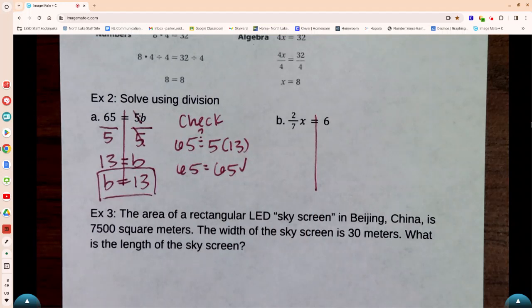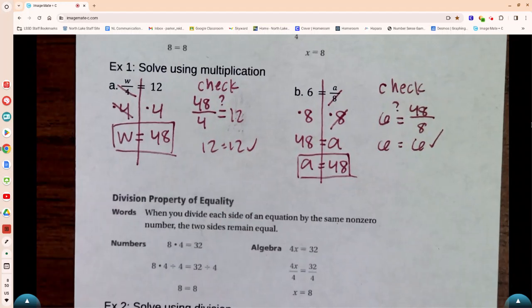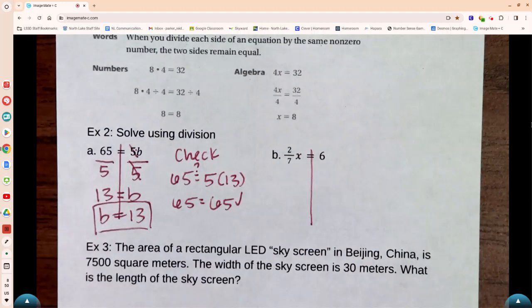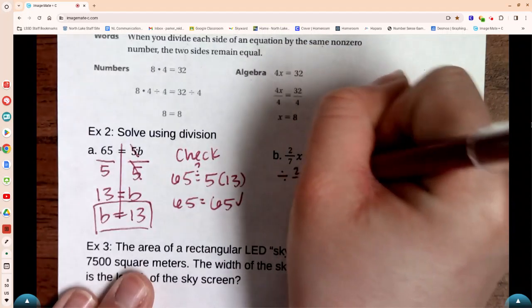What happens is a lot of times students go, oh, it's being divided because there's a fraction. If it's a variable over a number, that does mean division, the variable divided by the number. But if there's an entire fraction in front of the x, it means it's being multiplied by the fraction. So to undo it, I'm going to divide by the fraction. So I'm going to write divided by 2/7.